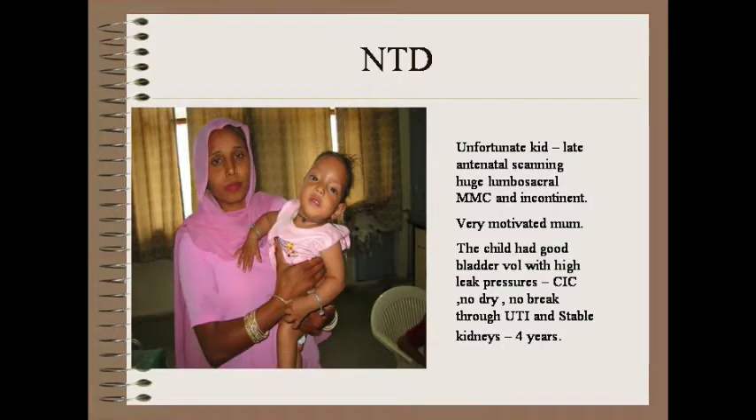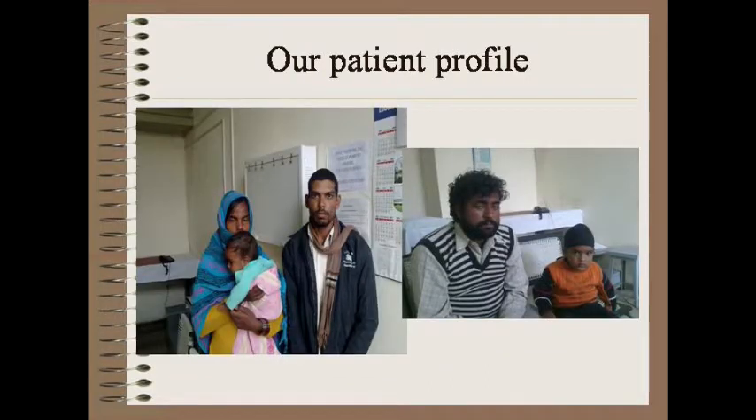So this is an unfortunate child who had a late antenatal scanning, had a huge lumbosacral meningomyelocele, very incontinent. The mother comes from a low socioeconomic status, but she understood the value of CIC, and she is meticulously motivated and following CIC. The child is dry now, has no breakthrough UTIs, has had stable renal functions now for 4 years. So it's not that every poor kid's mother doesn't care, they do care. The patient profile is what is amazing.